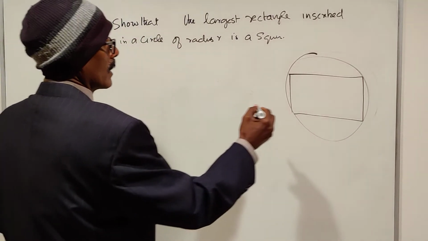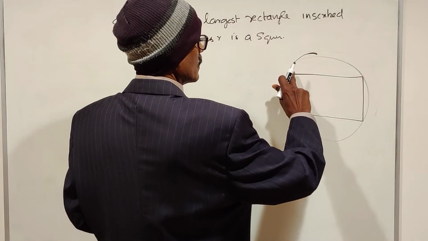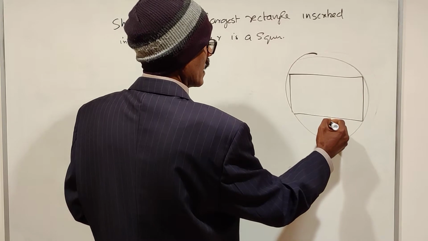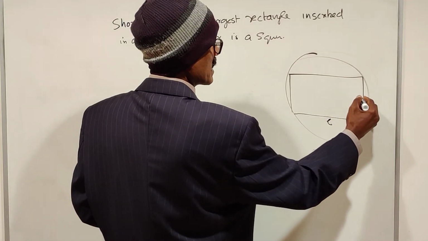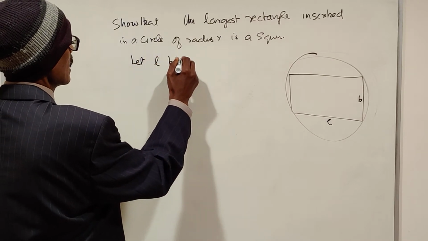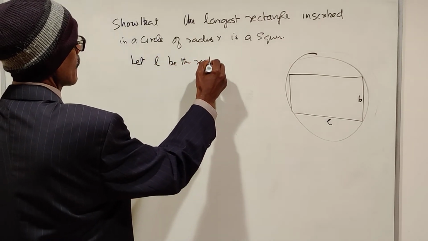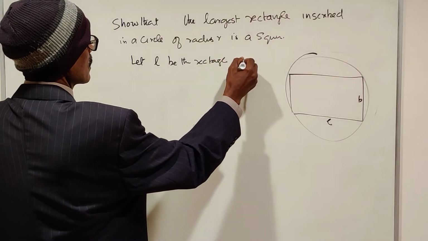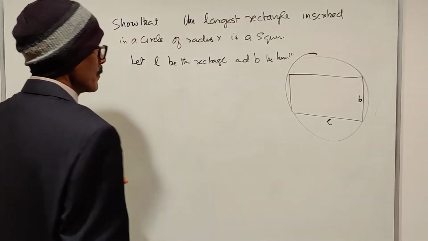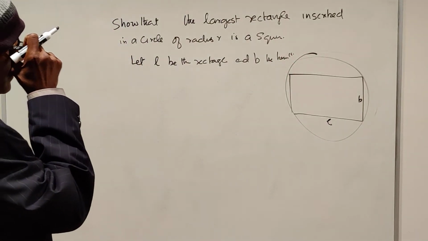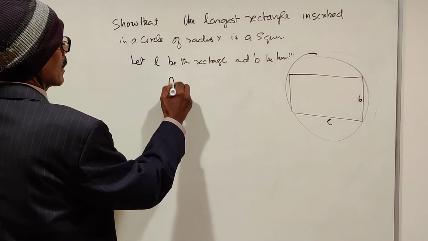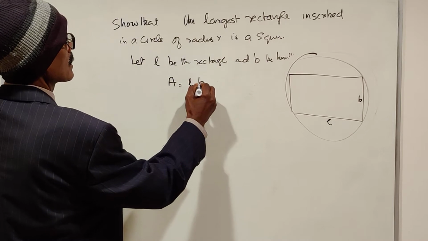Okay, first we take this, this is a rectangle, not a square. That is, the length of the rectangle is L and the breadth is B. Let L be the length of the rectangle and B be the breadth. What is the area? Area is equal to length into breadth.